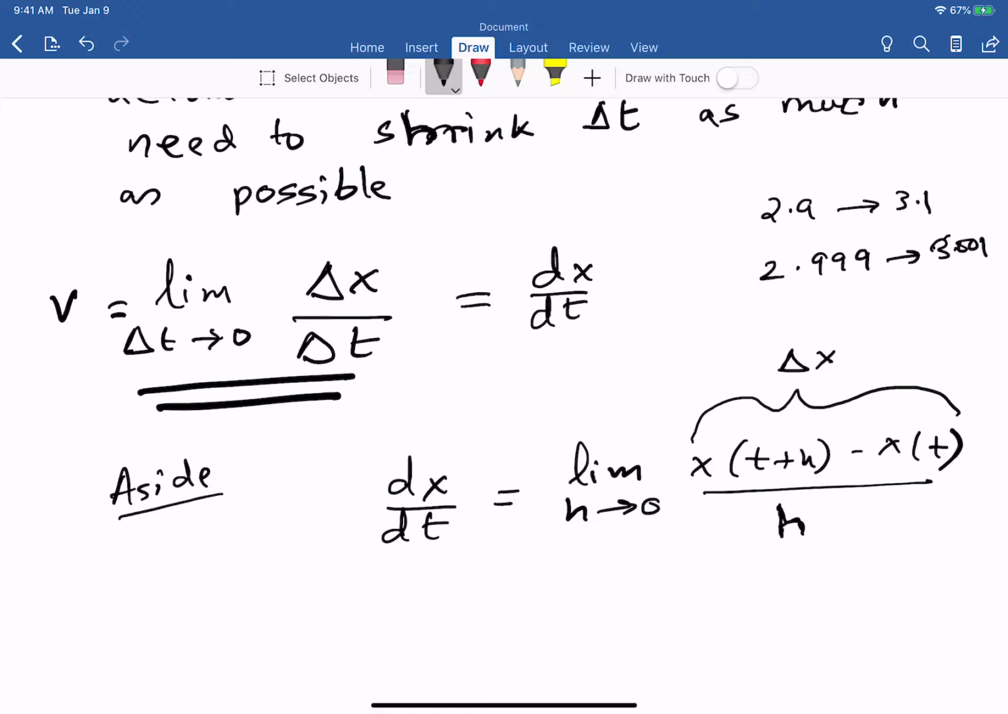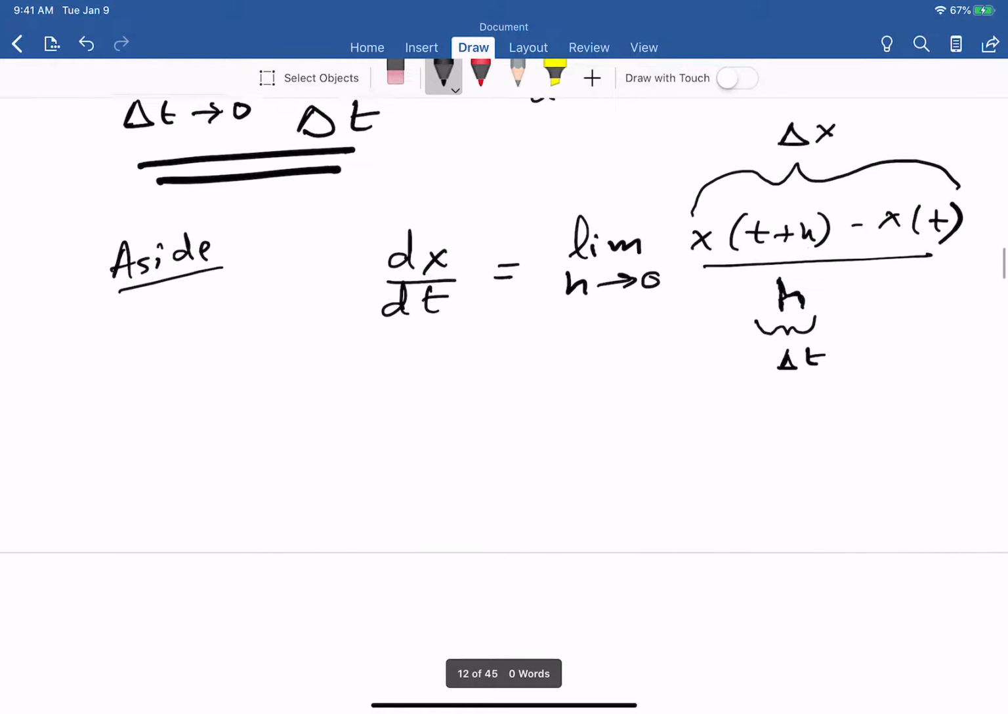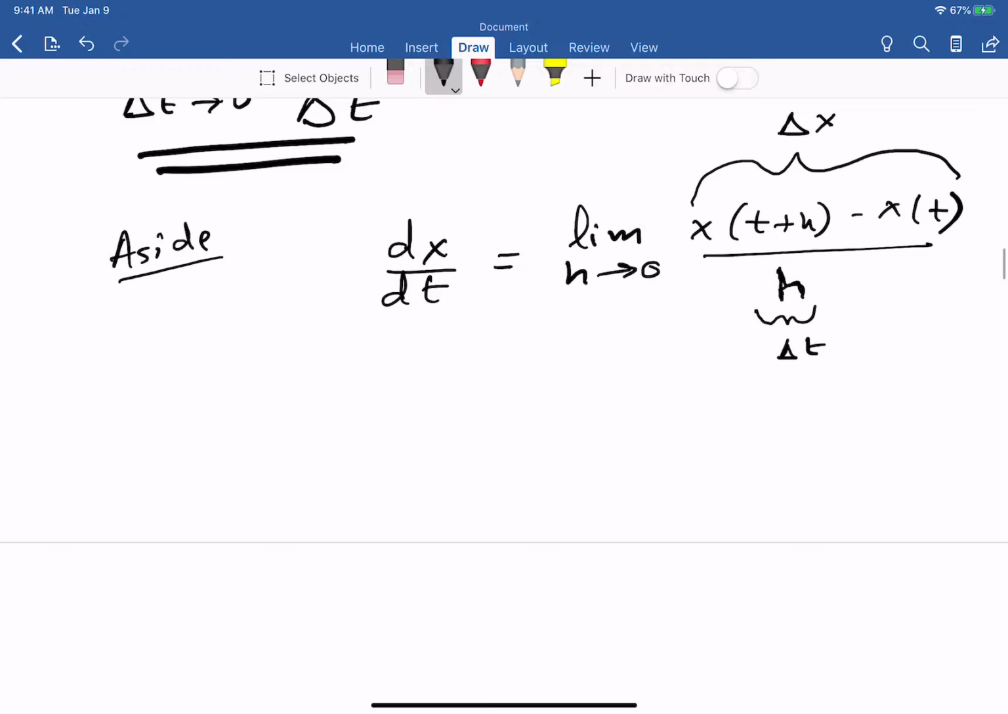And what is this h? H is the amount that you've changed t by, right? So h is nothing but delta t. So what we have here is simply the definition of the derivative that you've seen in calculus classes. All right. So our conclusion from here is that the instantaneous velocity at any given point is simply the derivative of the position function at that particular point.